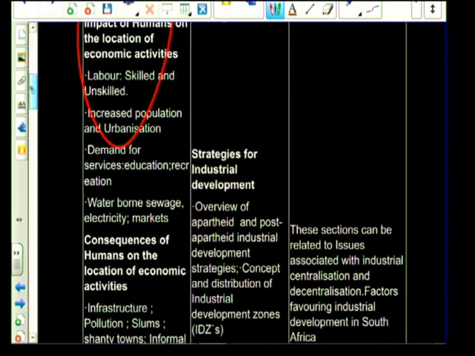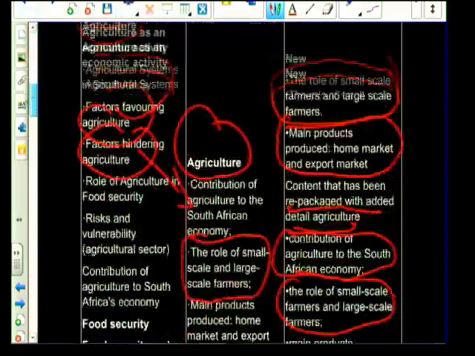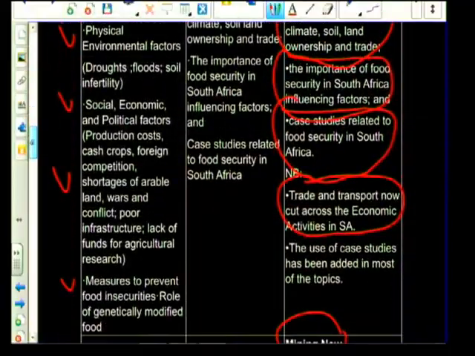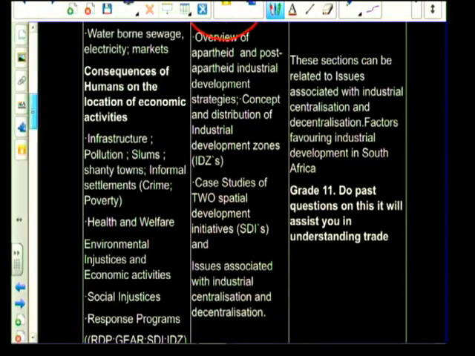All right? Can you see the strategies for industrial development? Apartheid, post-apartheid, which could have been found in the first section, is now being found here, but it still can be tested on. So past papers will work. All right? And you notice that here we covered, if I go to the past one, we spoke about the IDZs, etc., all in this area here. You understand? All is found in strategies. Can you see the IDZs, the SDIs, the issues relating to this?